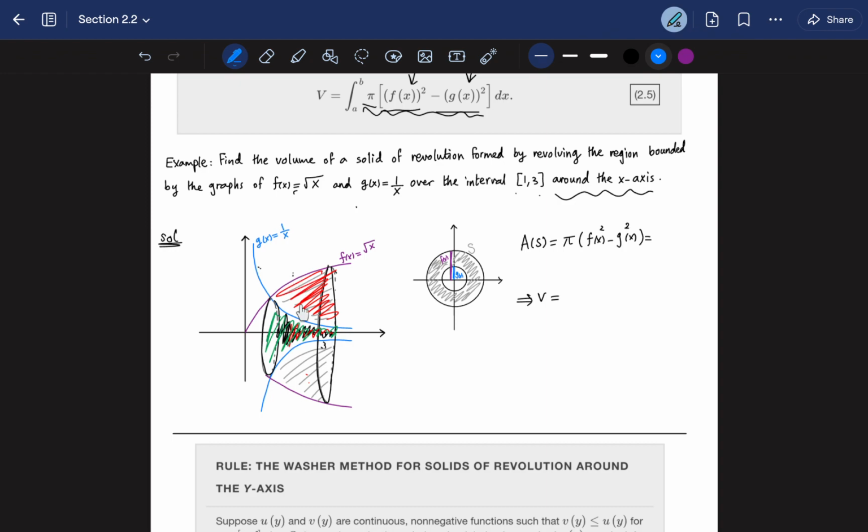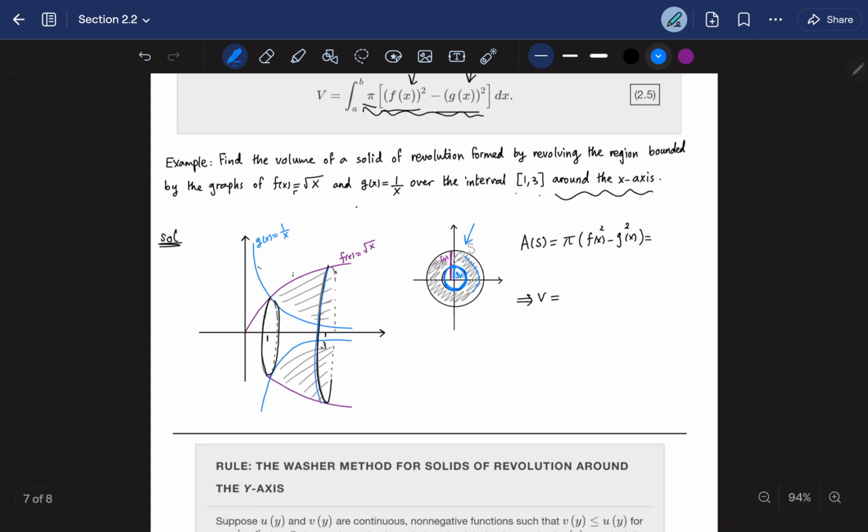So if you take a cross section of this, you're going to get a circle, but I have a smaller circle where this is empty. I have a cavity here. And to find the area of this shape, I need to take the area of the bigger circle and then subtract the area of the smaller circle.